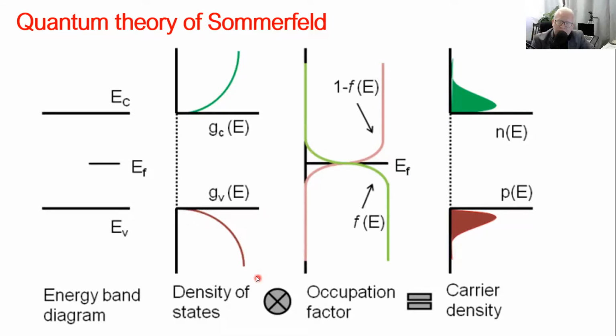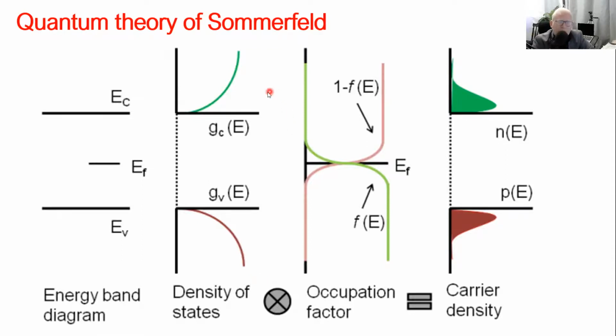Again, this is very important, my dear student. Free electrons are only defined in the conduction band. That's why the green curve is only defined from EC to infinity. And holes are only defined in the valency band. That's why the red curve is defined from EV to negative infinity, because holes are only in the valency band.